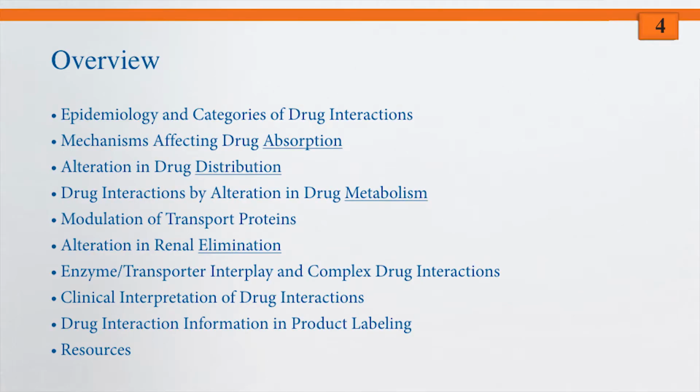And finally, we'll talk about how to efficiently access drug interaction information and how to interpret drug interaction information from product labeling. So as an overview, we'll start with the epidemiology, then talk about the mechanisms affecting drug absorption, distribution, metabolism, transport proteins, and elimination as they relate to drug interactions. We'll again talk about enzyme transporter interplay and some complex drug interactions, and then talk about the clinical interpretation.